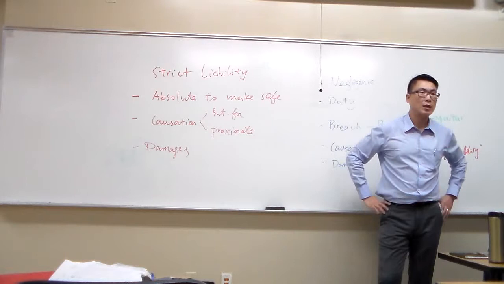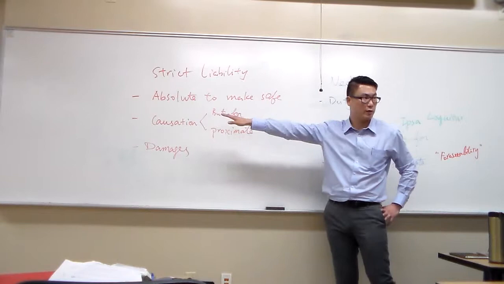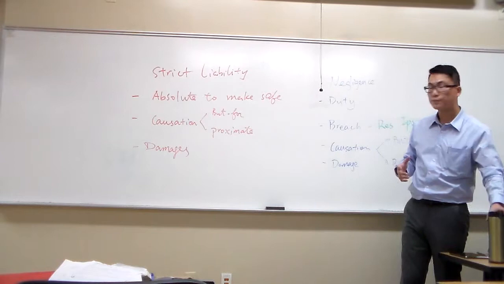I remember reading somewhere that no matter how secure the cage is, it fails under strict liability. Yep. We don't care. Okay? We don't need to prove duty, because the duty is absolute. And then the rest will follow the same analysis as negligence.